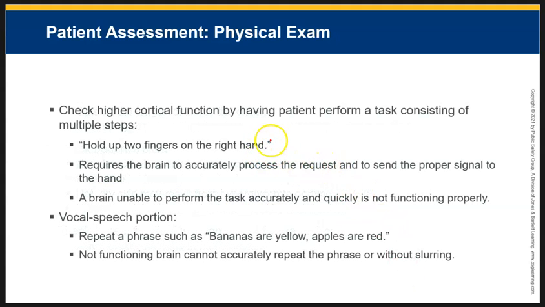To check higher cortical function, have the patient perform a task. Hold up 2 fingers on the right hand. They need to process the request and then follow through with the proper motor signal to the hand. If you see a delay in performing the task accurately, you've got an idea of this altered mental status. Repeating a phrase such as "bananas are yellow, apples are red" will also help assess brain function, especially around those centers of the brain that deal with speech.